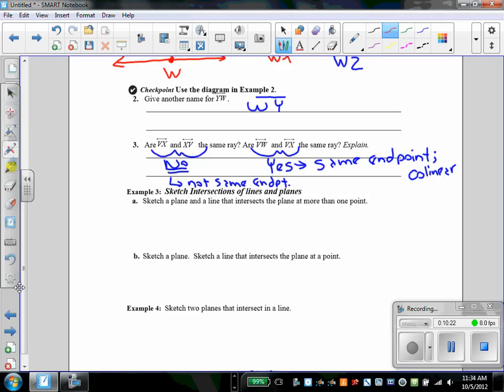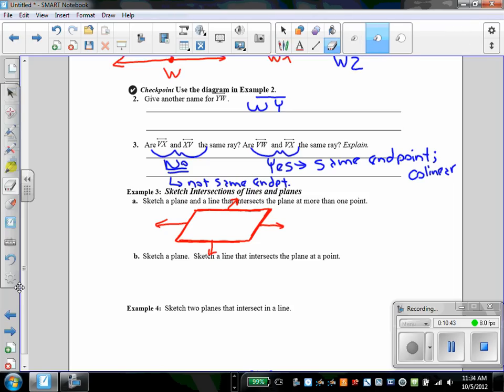So I will say though, when we sketch a plane, we tend to sketch it using a parallelogram. But remember though that this plane means that this line right here is going that way indefinitely, this way to infinity, this way to infinity, and this way to infinity. We just use the parallelogram because it's a standard shape. So try drawing a line through that or on that or around that that gives you an intersection of more than one point.